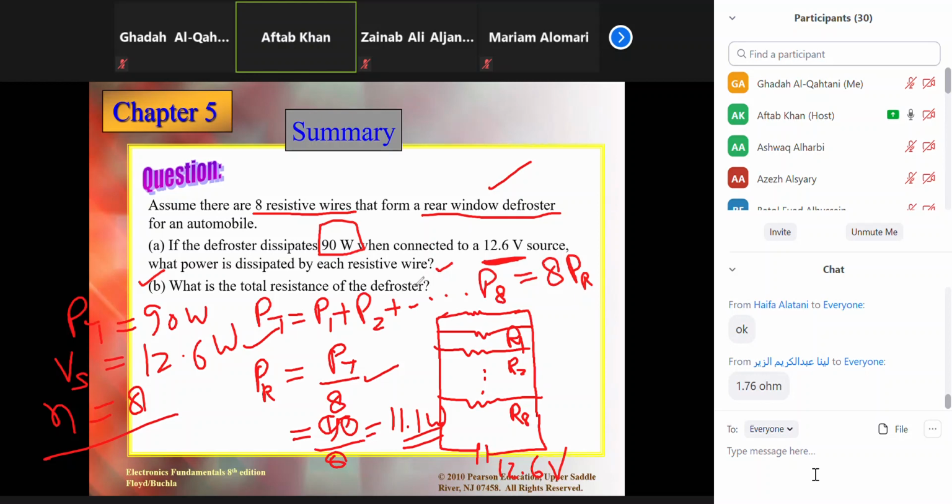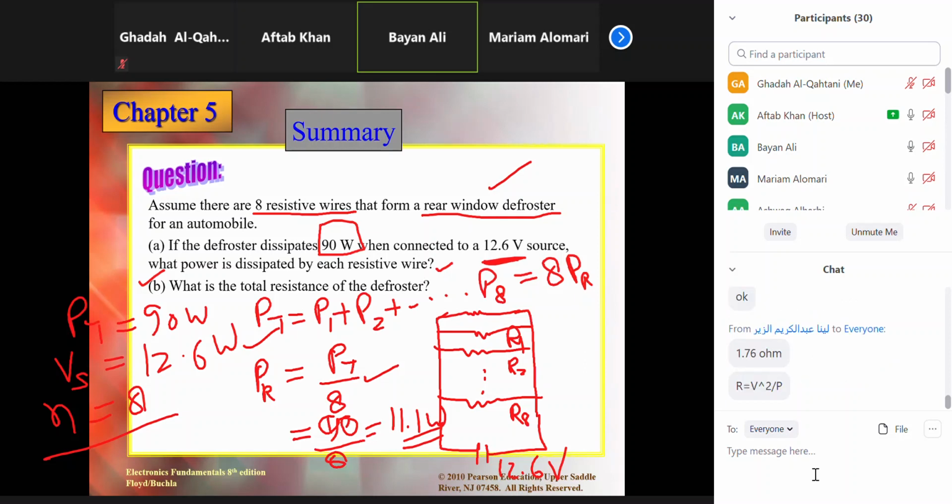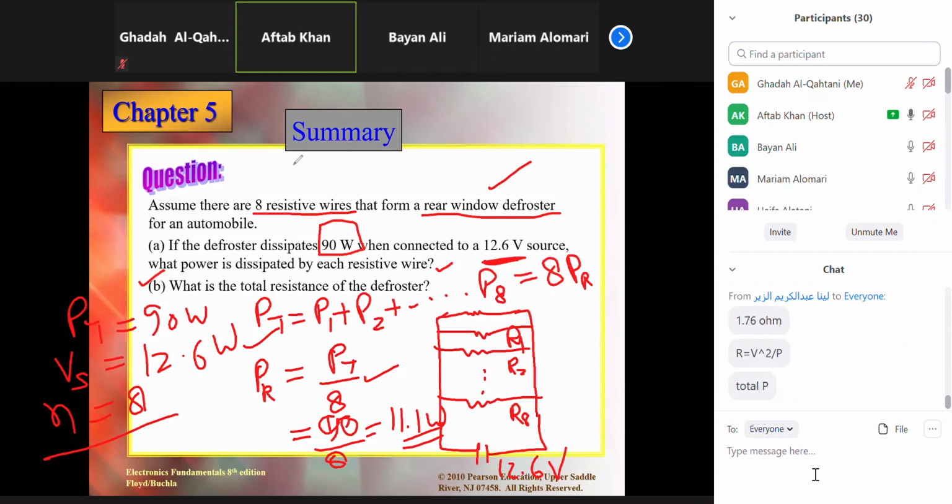1.76 ohm. Okay. How did you calculate total resistance? Which formula? We can say the voltage to the power 2 over the power. Okay, which power? That we found. Okay, total or individual? Total. The total. Total power.